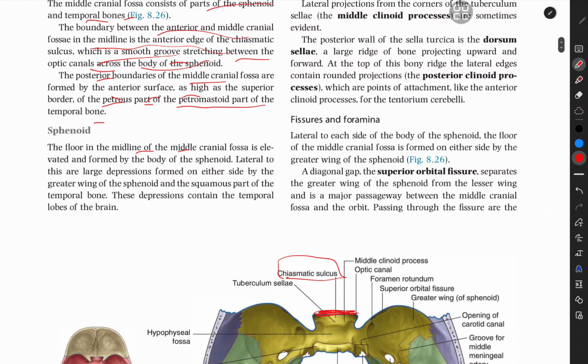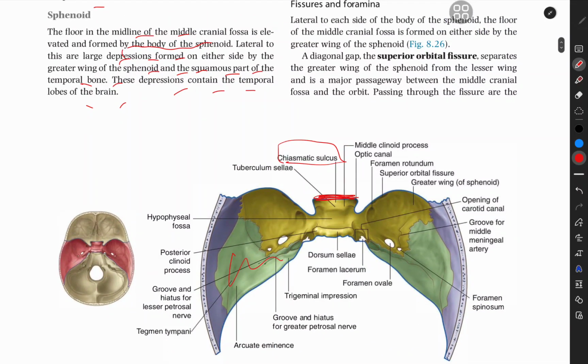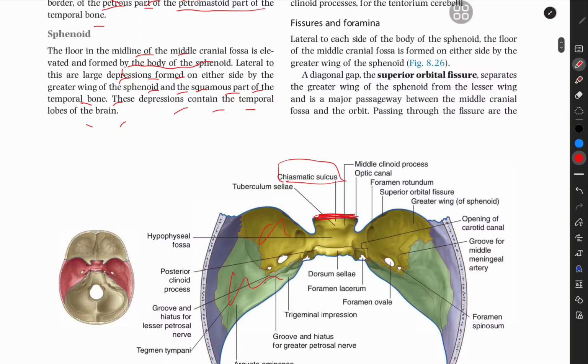The floor in the midline of the middle cranial fossa is elevated and formed by the body of the sphenoid. Lateral to this are large depressions formed on either side by the greater wing of the sphenoid and the squamous part of the temporal bone. These depressions contain the temporal lobes of the brain. Yeah, these depressions, and here as well.